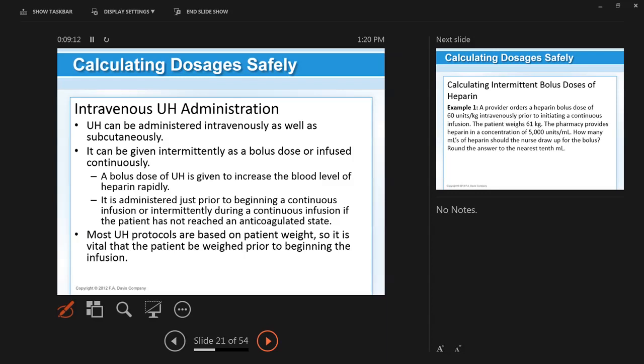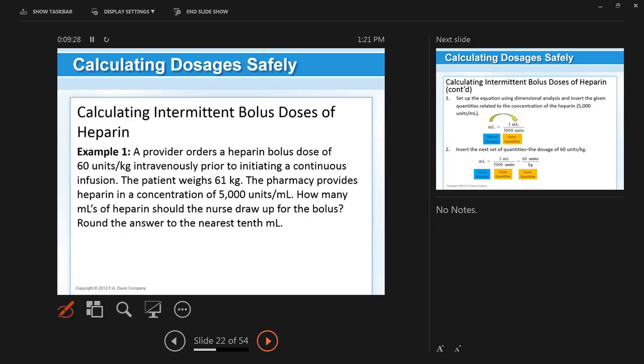Okay, so we talked about that heparin can be given IV or subcutaneously, and so sometimes we'll have a healthcare provider that will order an intermittent dose or a bolus dose of medication, and then we'll start a continuous infusion. And so when we talk about that, we're going to see different types of orders. This example states that the healthcare provider has ordered a heparin bolus of 60 units per kilogram intravenously prior to initiating a continuous infusion. We've got a client's weight in kilograms, and then we see that the pharmacy has provided us heparin with a concentration of 5,000 units per milliliter.